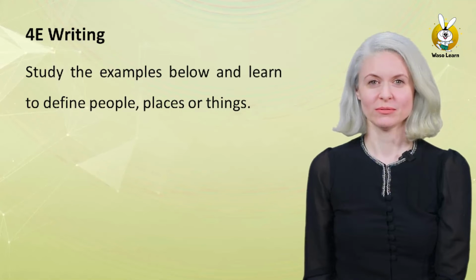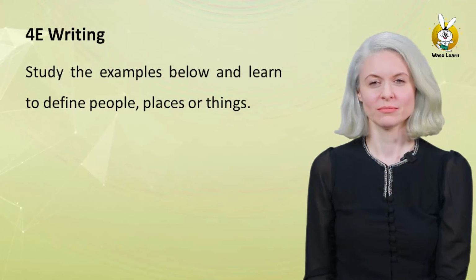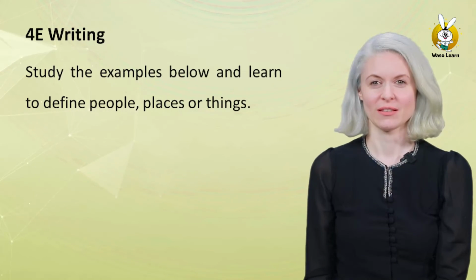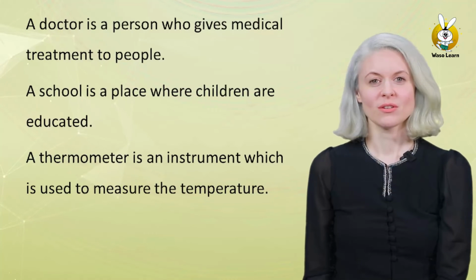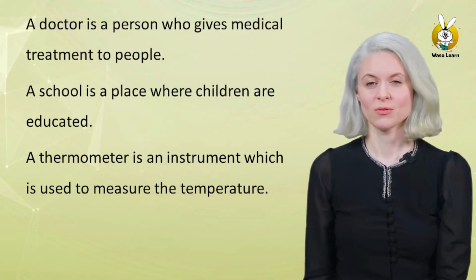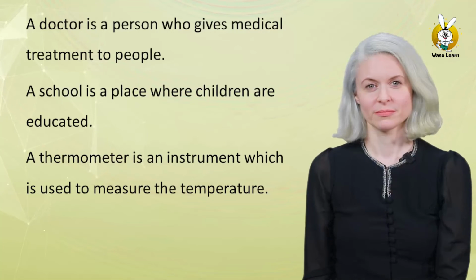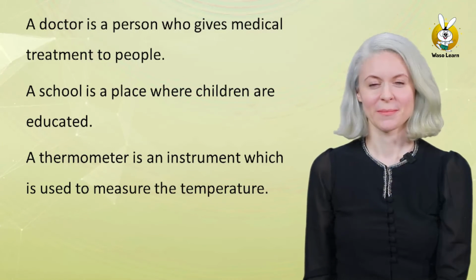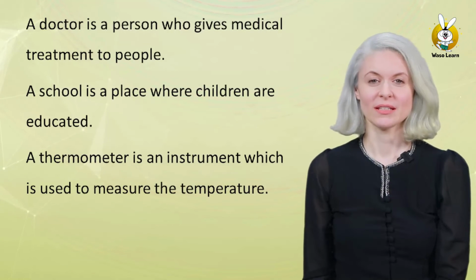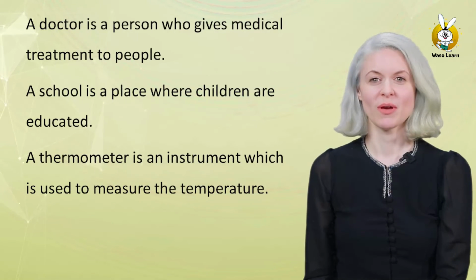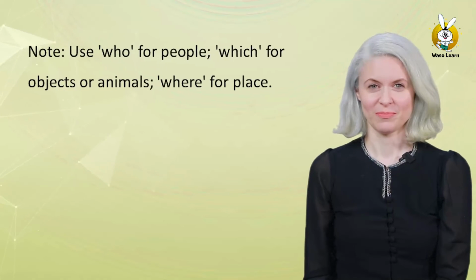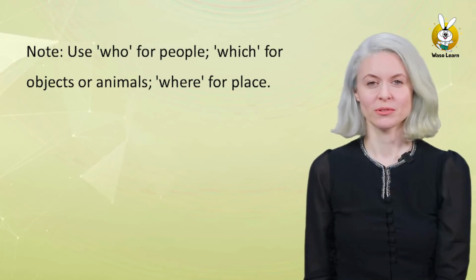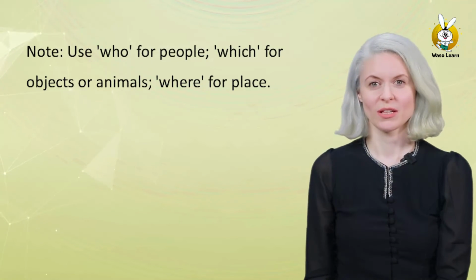4E. Writing. Study the examples below and learn to define people, places, or things. A doctor is a person who gives medical treatment to people. A school is a place where children are educated. A thermometer is an instrument which is used to measure the temperature. Note: use who for people, which for objects or animals, where for place.